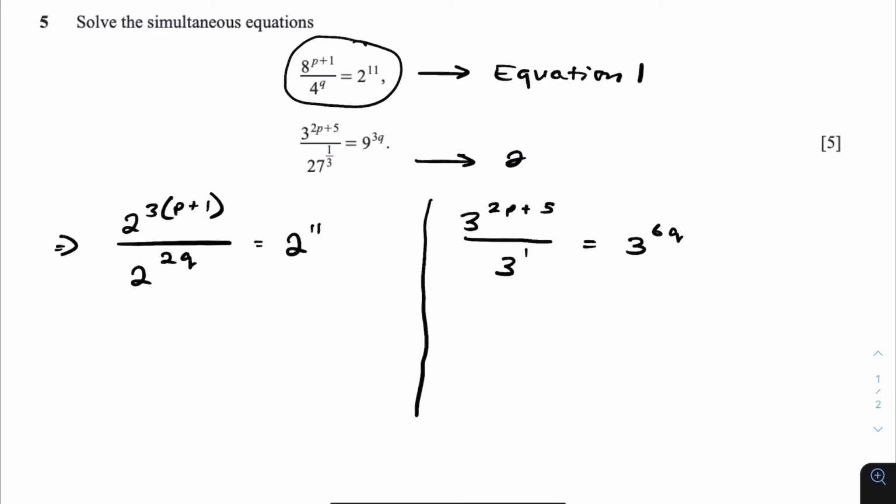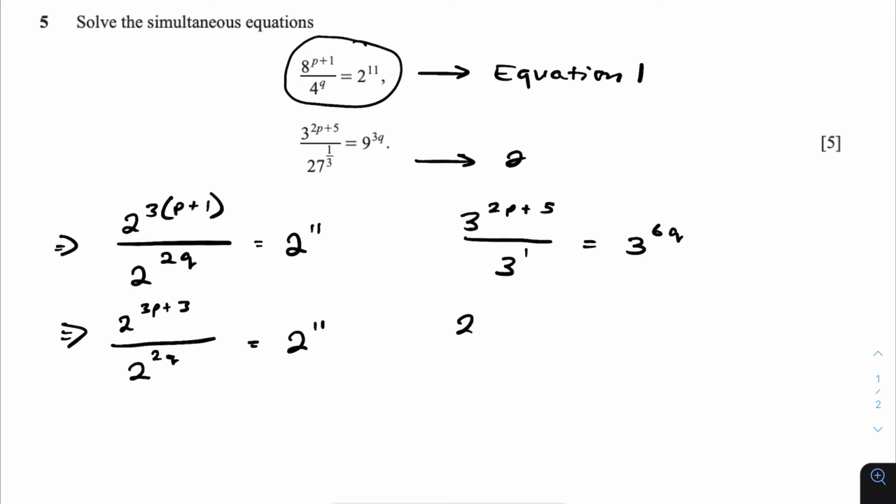Okay, now we can remove the line because we've evaluated them in such a way that we can actually just make a linear set of equations. So for equation 1, it can be written as 2 to the power of 3p plus 3 over 2 to the power of 2q, which is equal to 2 to the power of 11. Over here in the second equation, we can already start making a system of equations. So 2p plus 5 minus 1, as per the laws of indices, is equal to 3 to the power of 6q. Sorry, I meant to make this 3 to the power of 2p plus 5 minus 1.